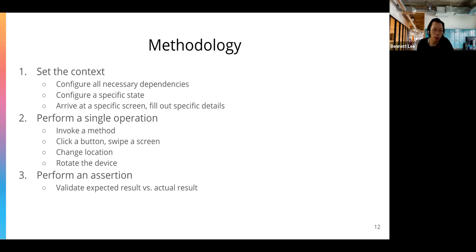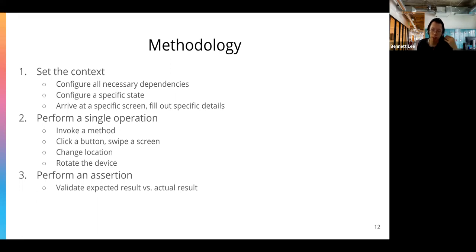An operation can be calling a method on an object. It could be clicking a button, swiping a screen, or rotating a device. That could be the actual operation you test against. And number three is what we typically call assertions. An assertion is a test of what has actually happened against what should happen. If the expected result and the actual result are the same, then that's great. That means the operation is performing the way you intended. If the expected result is not the actual result, then there's something wrong. It may be the test itself, or it may be that the functionality is not working.